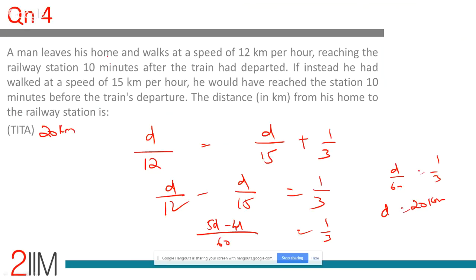Remember one thing that we did. 10 minutes after, 10 minutes before. So I don't care about the actual time. The difference between these two times taken is 20 minutes, which is one third of an hour. You travel at 12 kilometers per hour or 15 kilometers per hour, the difference is one third. That's what we're looking to knock off. So 20 kilometers is the distance between home and railway station.